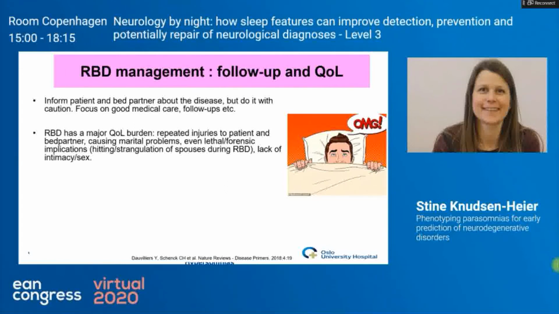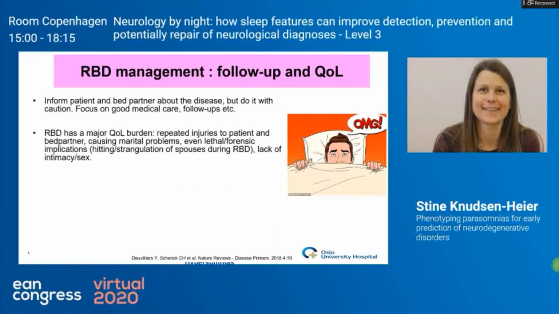Then comes in many ways the difficult part, because you then have to inform the patient and the bed partner about the disease, and it has no cure. So you must focus on good medical care and follow-ups. And RBD has major quality of life burdens.